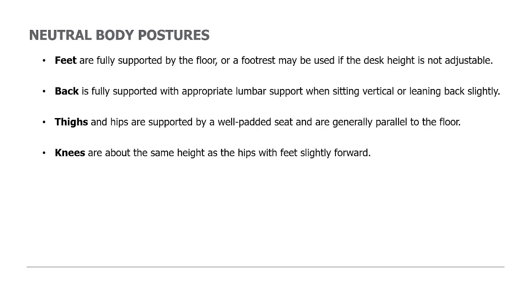Other parts of the body to think about are your feet. Your feet should be fully supported by the floor or a footrest. What you don't want to do is have your feet dangling off the edge of the chair. So use some type of footrest, or plant your feet on the floor itself if at all possible. The back needs to be fully supported. The lumbar region needs to be supported. The thighs and the hip areas are supported by well-padded seats and are generally parallel to the floor.